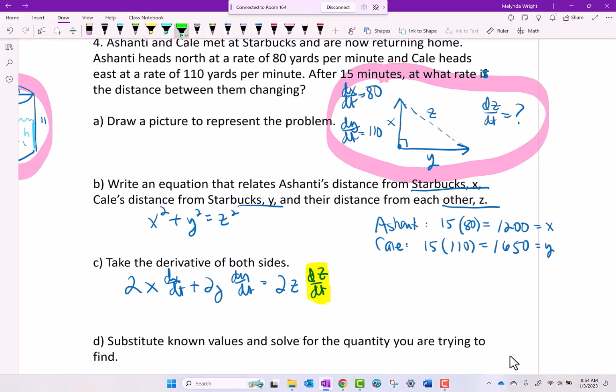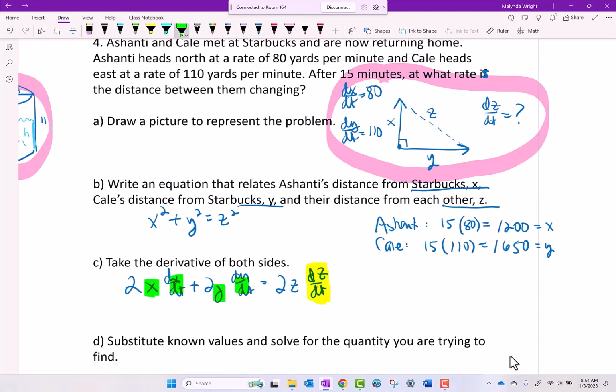I've got x, I've got y, I've got dx/dt, I've got dy/dt. Looks like the only thing that I'm missing is z. The only thing I'm missing right now is z. I'm pretty close to being able to just plug everything in and run with it. But I need to find z.